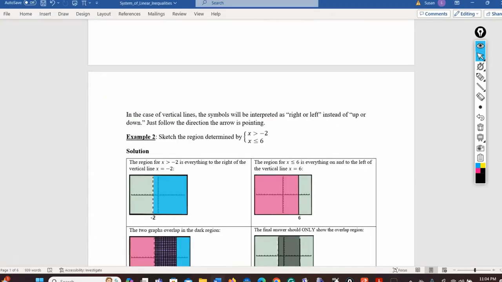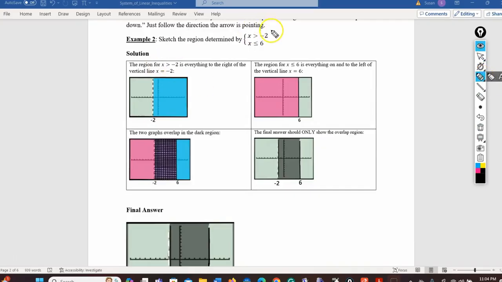Now, as we know from Math 100, vertical lines have the equation x equals a number. So that's a vertical line. So with vertical lines, it doesn't make sense to be above or below. So in the case of vertical lines, the symbols will be interpreted as right or left instead of up or down. So let's sketch this region.